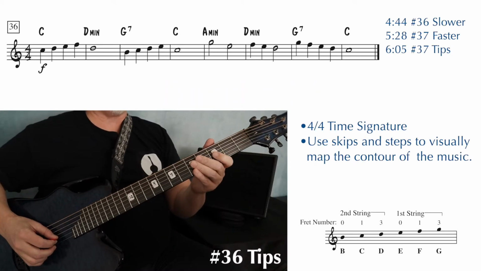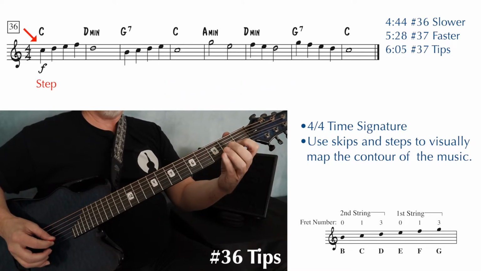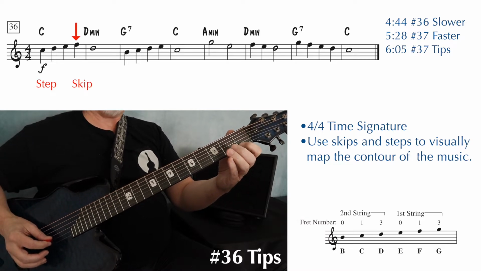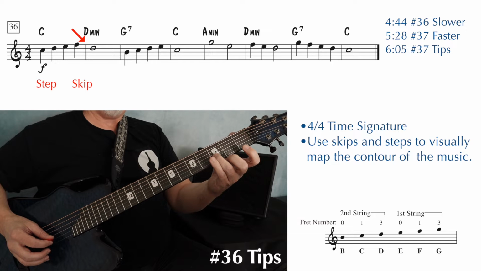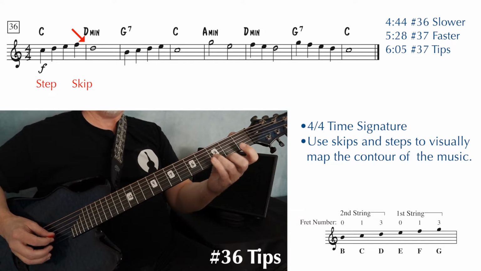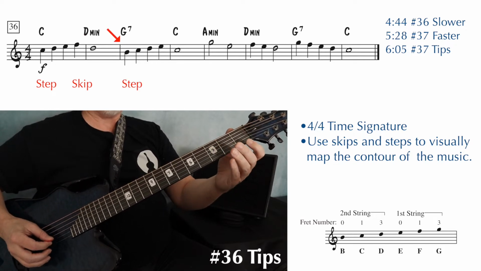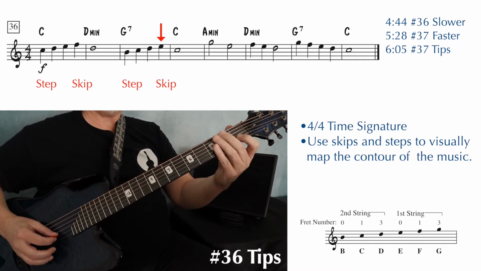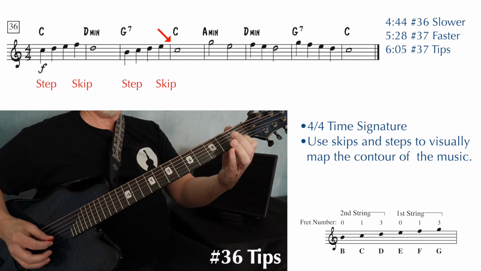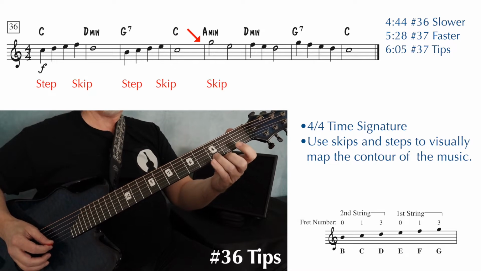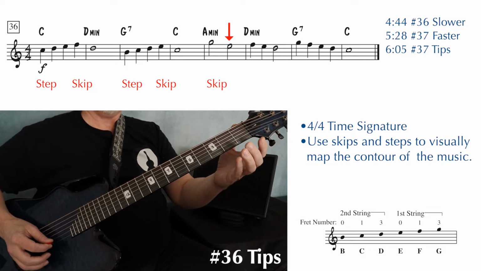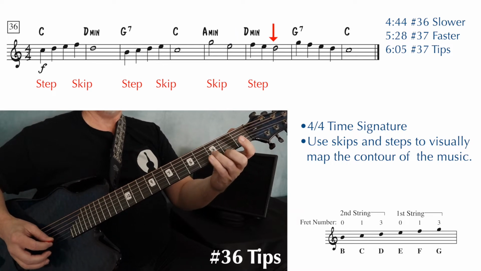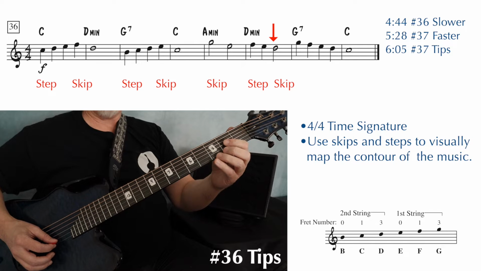Number 36 starts off moving by step, and then we skip down from F to D in measure 2. Measure 3, we have some more steps, and then we skip down to a C, and we skip up to a G, a little skip down to E. Now we move by step for a little bit. We skip up to G, and the rest is all steps.